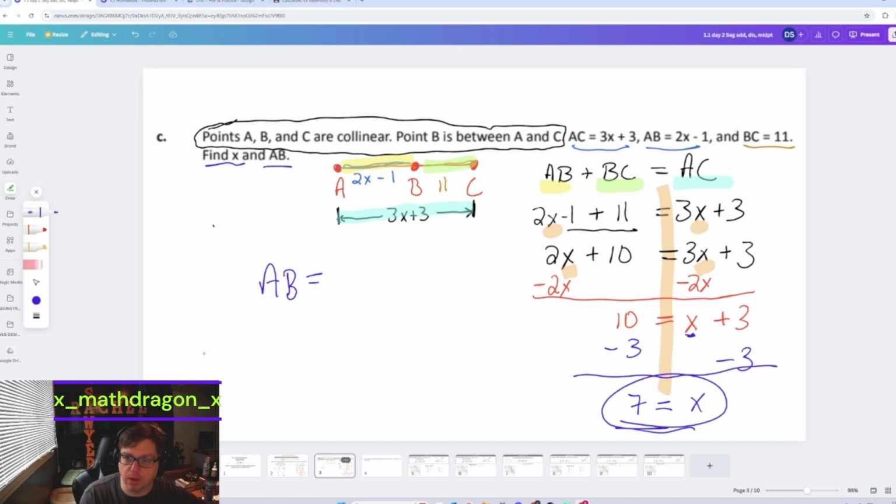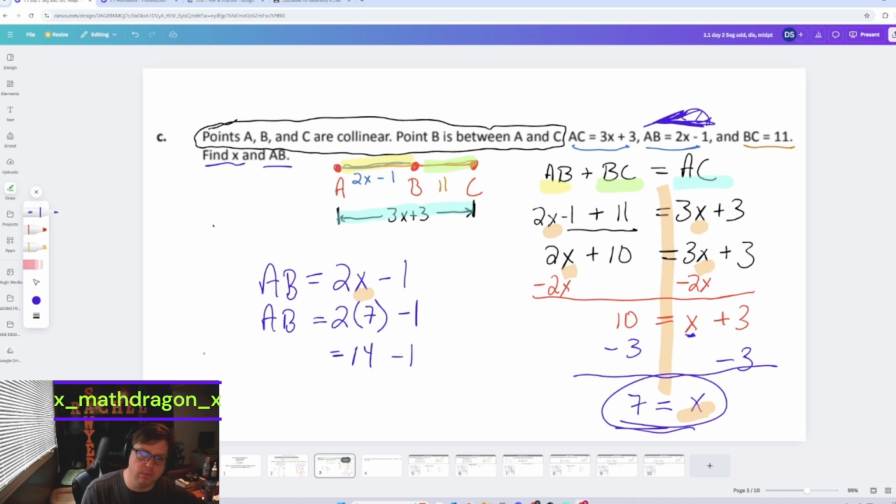And AB, we could go back up here, tells me that. Or AB right here tells me that. It's 2x minus 1. Uh-oh, got an x. But I know what x is. So let's plug it in. So AB equals 2 times 7 minus 1, which is 14. Take away 1. So AB is going to equal 13. And that's going to take care of that segment addition problem.